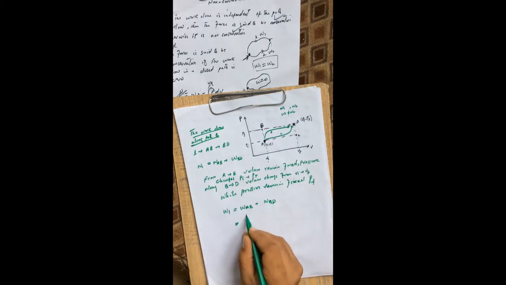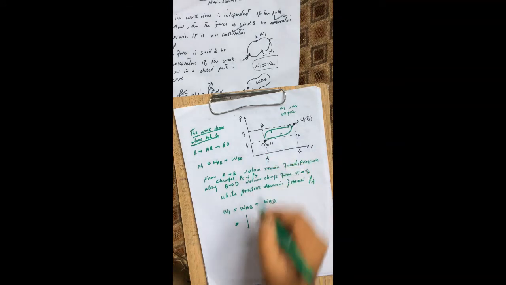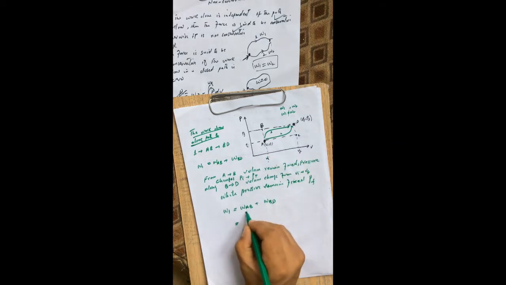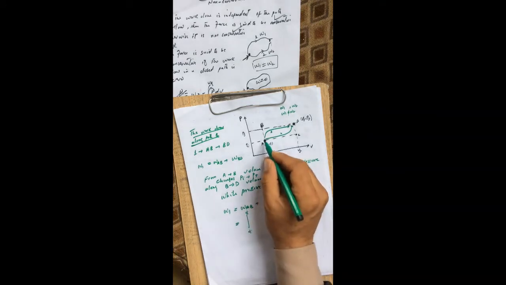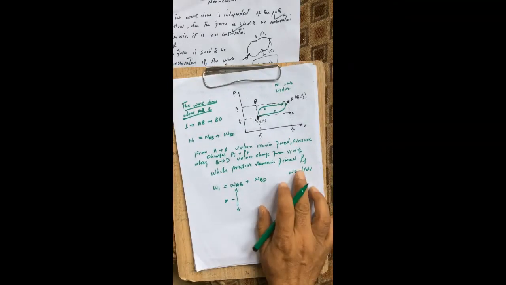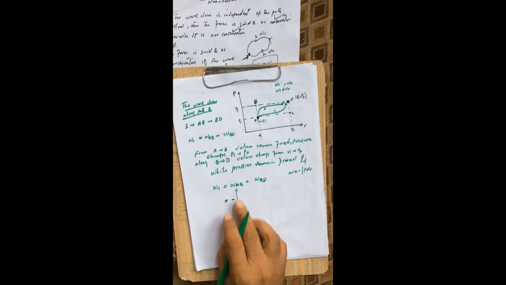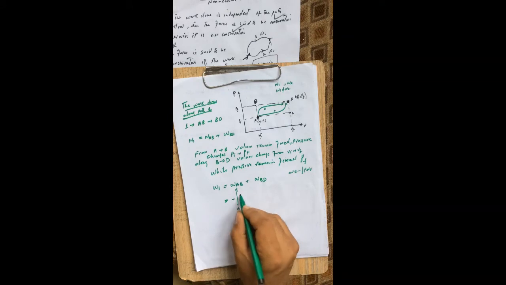Now along AB, volume is fixed, so the volume is Vi, and initial volume is also Vi and the final volume is also Vi, and we have a negative sign because the work done is always equal to minus P dV. So we have a negative sign here. So negative, the volume is fixed, and then we have P dV.